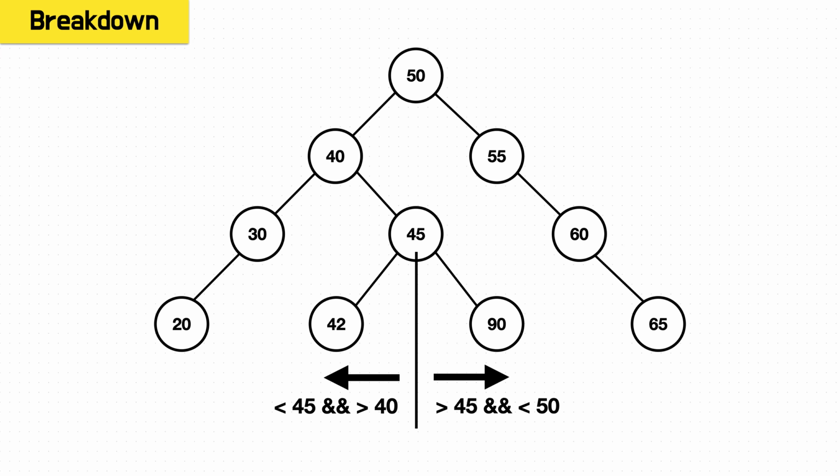Then, if we go down to 45, all the items to the left of it must be less than 45, but they still must be greater than 40 because it's part of 40's subtree. Then when we go to the right, it must be greater than 45 and still less than 50 because 50 is the maximum for this left side subtree.